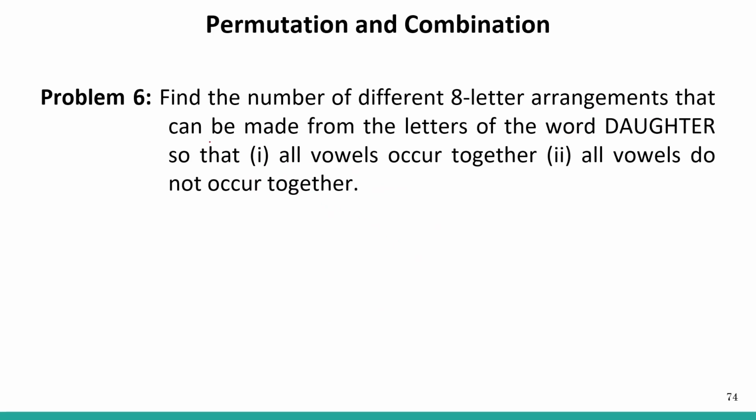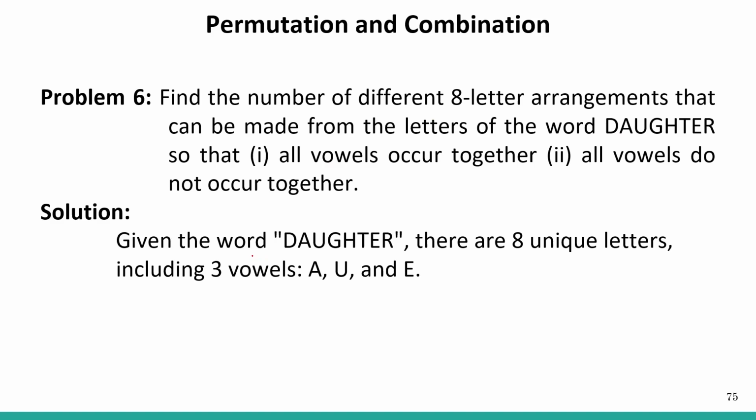Okay, so let's go forward with problem number 6. Find the number of different 8 letter arrangements that can be made from the letters of the word daughter. Okay, 1 2 3 4 5 6 7 8 letters are there, right? So that all vowels occur together, and also all vowels do not occur together.